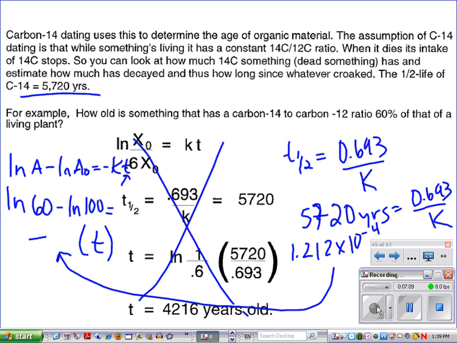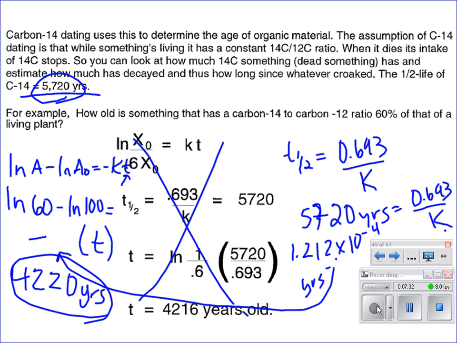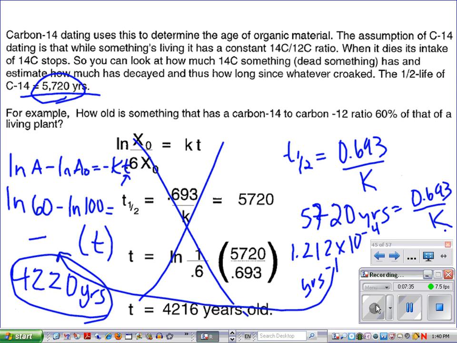Okay, so the final answer, if you round to 3 sig figs based on the half-life having 3 sig figs, you should get 4220 years. One thing I was bad about, we always need units on K. So what were the units on K here? Not years. Come on, guys. Years to the... Okay, remember, we've got to have our units on K. And for first order, it's always whatever the unit of time is to the negative 1.